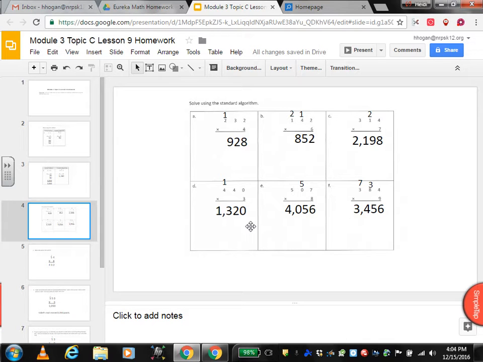3 times 0 is 0. 3 times 4 is 12. We can't have 12 tens. We regroup 1 and are left with 2. 3 times 4 is 12, and 1 more 100 makes 13.